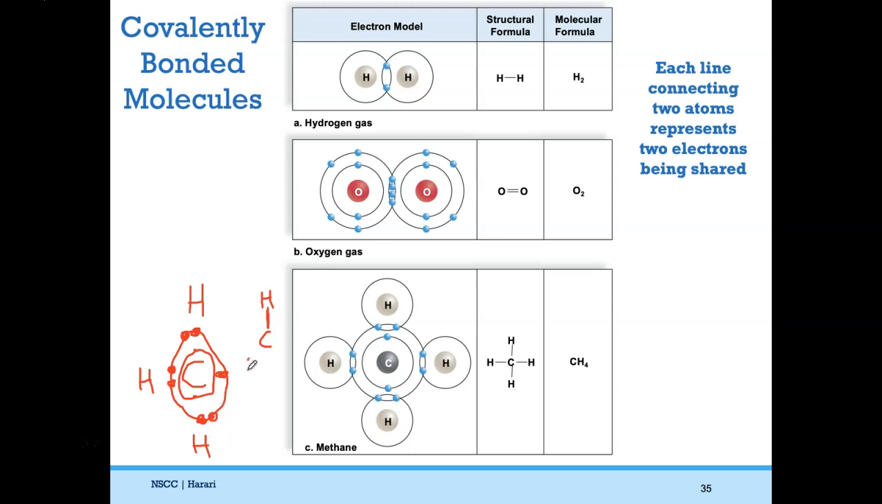Then we're going to have the happiest carbon, because it will have 1, 2, 3, 4, 5, 6, 7, 8 electrons. So this explains why methane, CH4, is so stable. All right, remember, all atoms are trying to follow the octet rule.